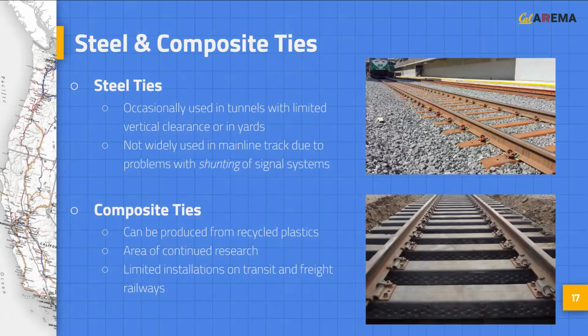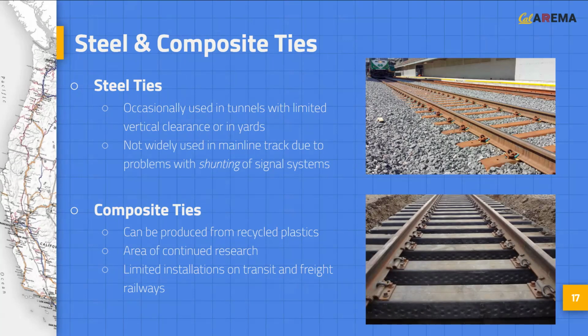Finally, we will briefly discuss steel and composite ties, which are not very common in the US. Steel ties can be used with a thinner ballast section, so they are occasionally used in tunnels and in areas with limited vertical clearance, or in yards for both switch and track applications. However, steel ties are not widely used in mainline applications due to the problems associated with the shunting of signal systems.